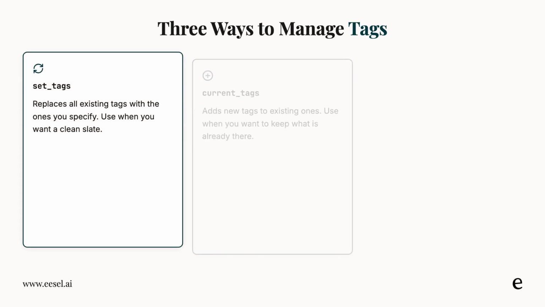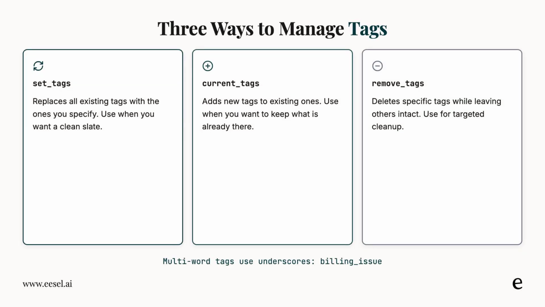Tag management gives you 3 distinct actions. Set to tags replaces all existing tags with new ones for a clean slate. Current tags adds to what is already there. Remove tags deletes specific tags while leaving others intact. Multi-word tags use underscores, like billing_issue.